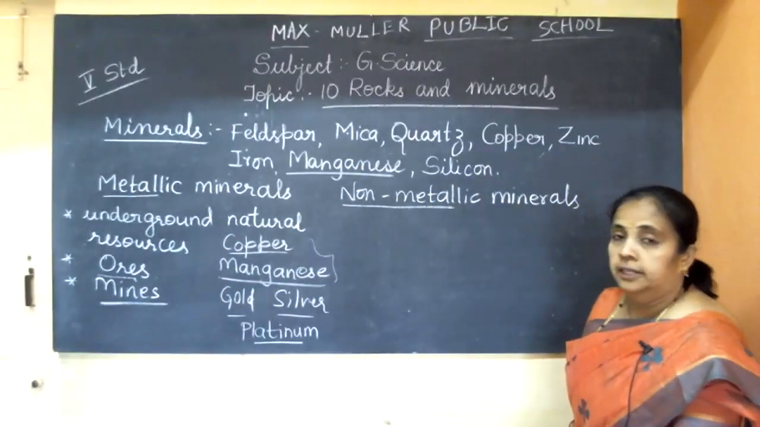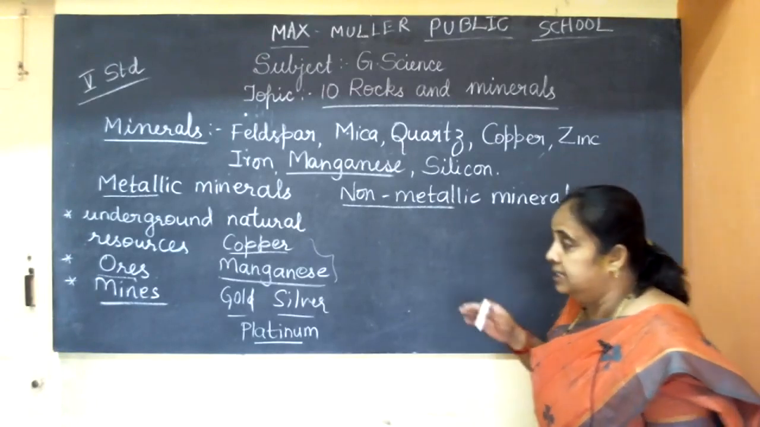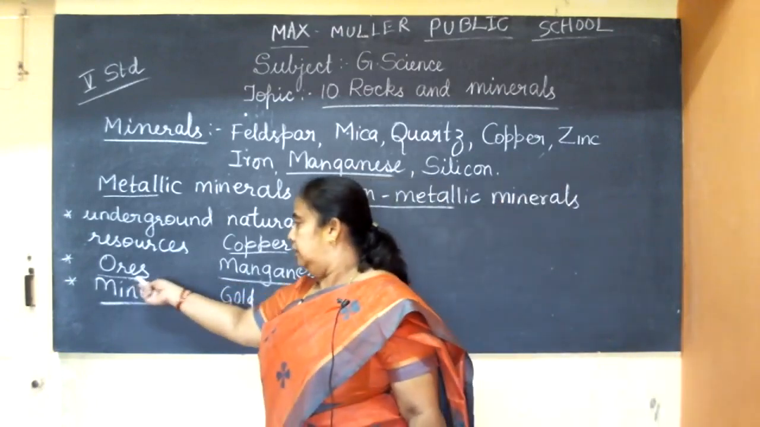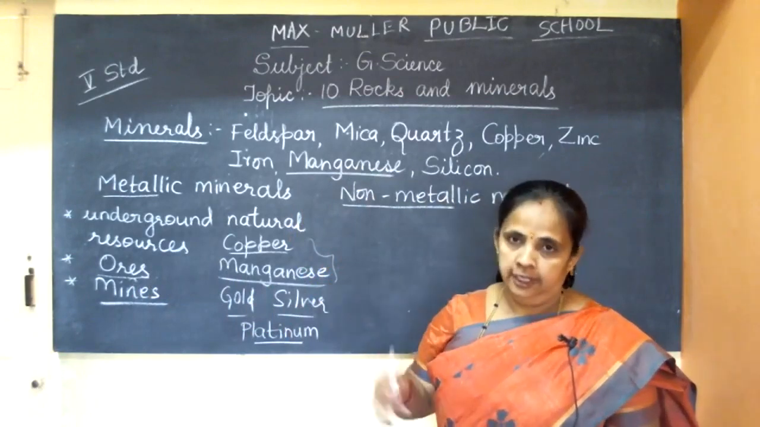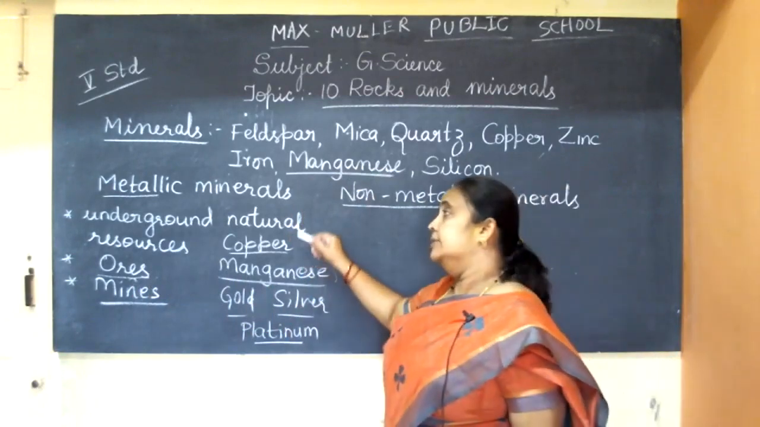Understood? So here the name only says metallic minerals. That means it has metals in it. It is found in the form of a mixture called ores. When it is heated, it can be separated.